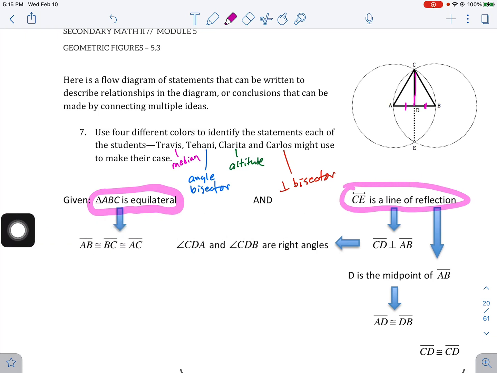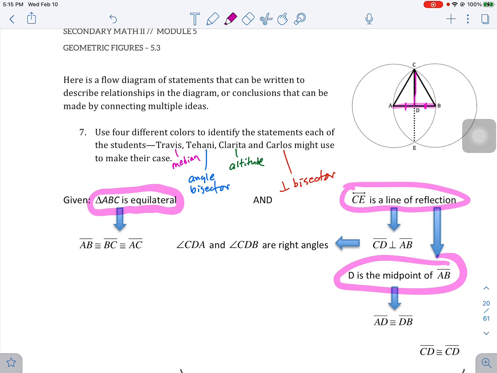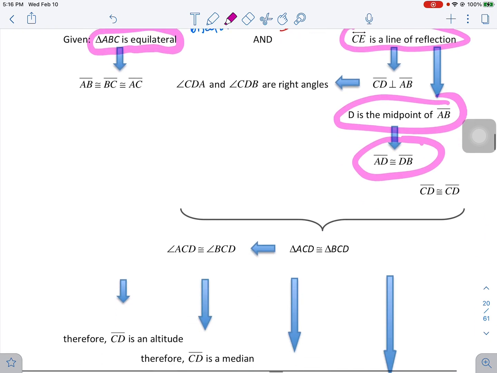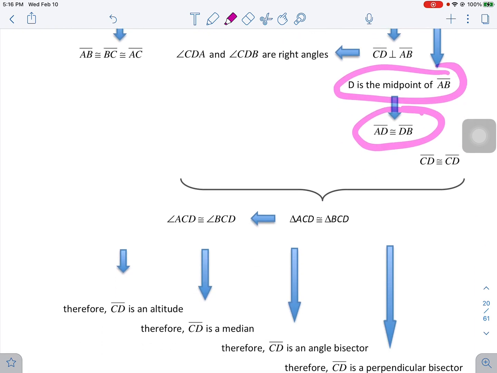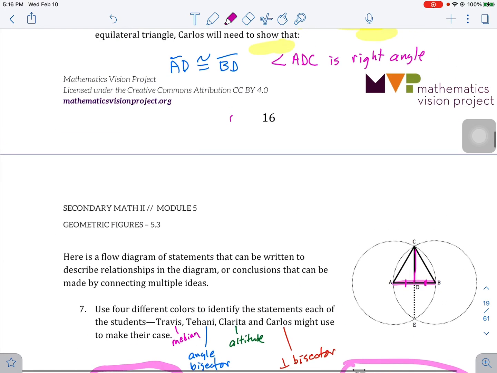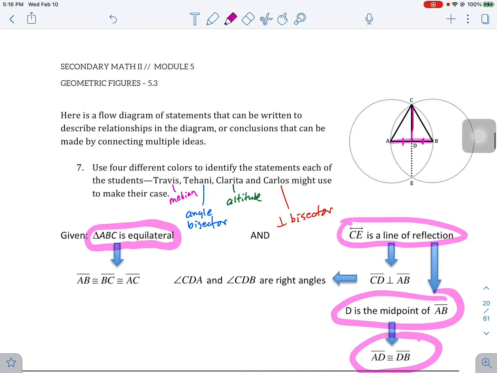The givens I've already circled. It's an equilateral, and the CE is a line of reflection. That's where it was folded. So given that it's a line of reflection, then we can say that D is a midpoint of AB. And given that D is a midpoint of AB, then we can say that AD is congruent to DB. And so that is all that we need in order to say that CD must be a median.